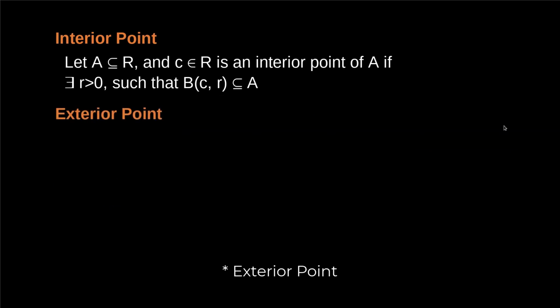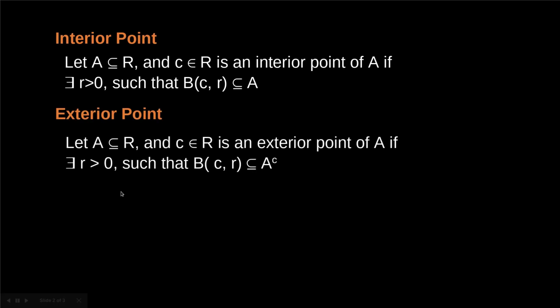Next we have the exterior point, and it is defined as follows. Suppose we have a set A which is a subset of R, and C belongs to R. A real number C is an exterior point if there exists R greater than 0 so that the ball with center C and radius R lies entirely in A complement. So we can consider an example like before.